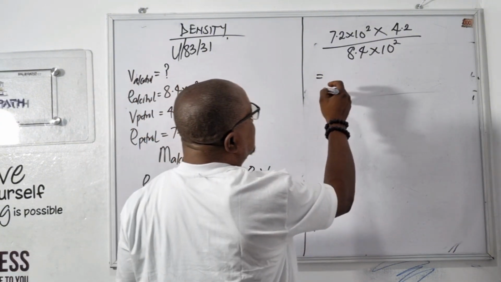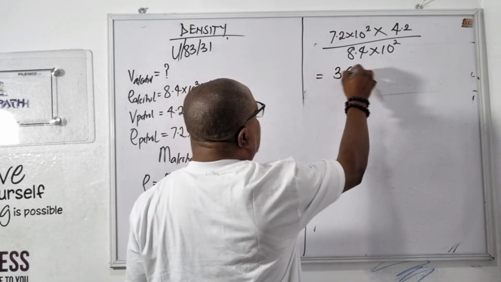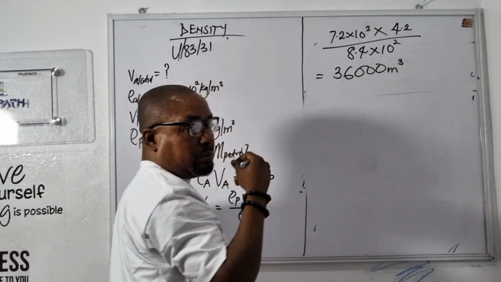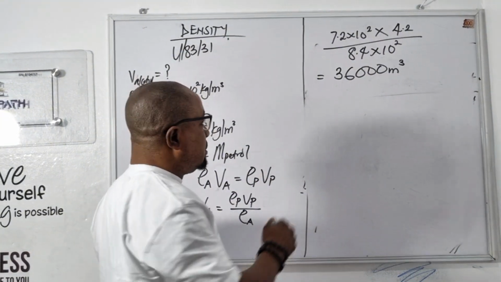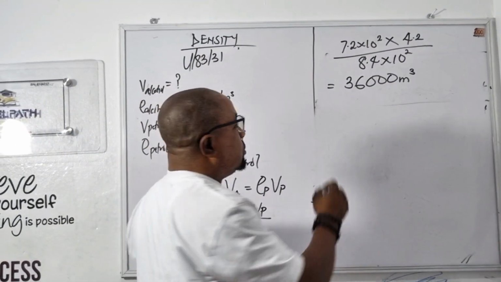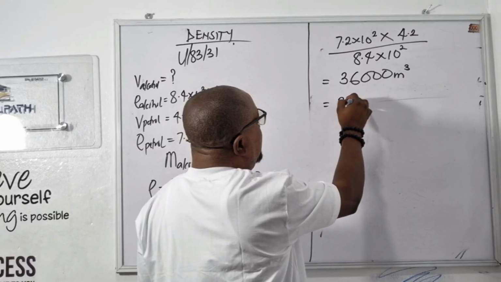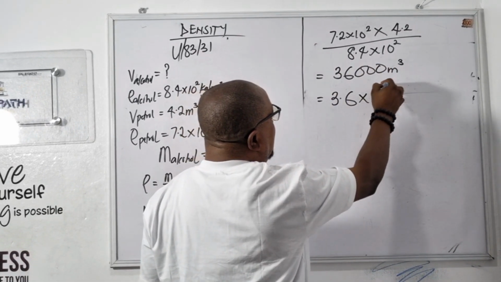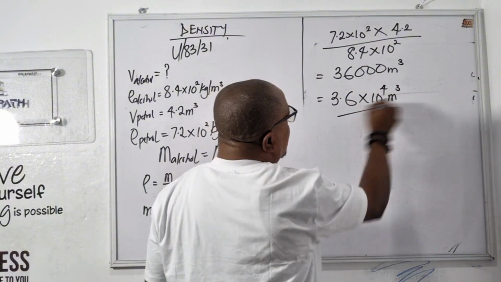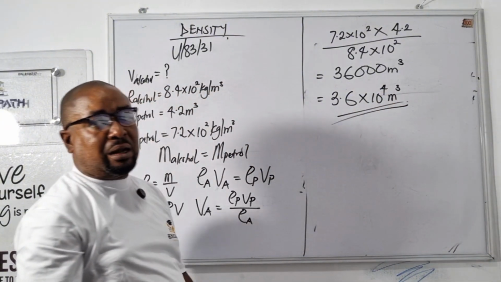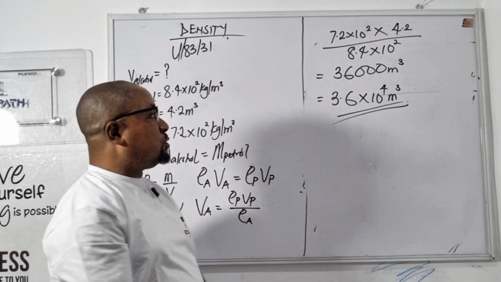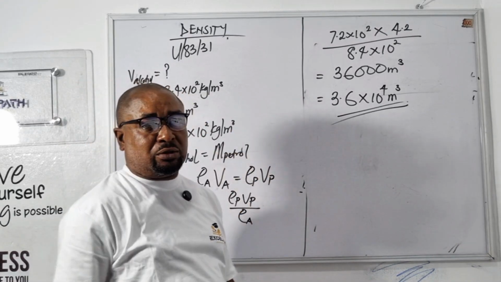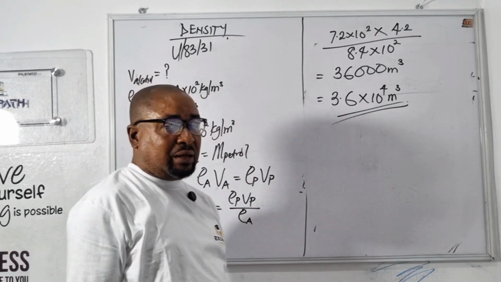36,000. 36,000 meter cube. So it will be 3.6. We go 1, 2, 3, 4 times 10 raised to the power 4 meter cube in standard form. Is that clear? So we have dealt with density and we have looked at some tricky questions under relative density.